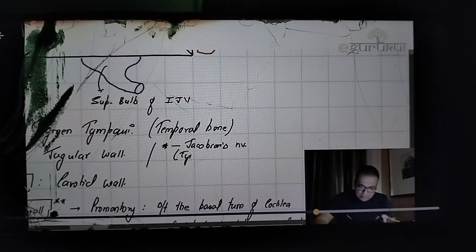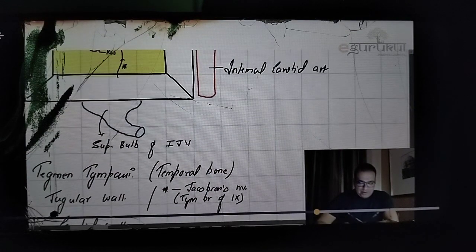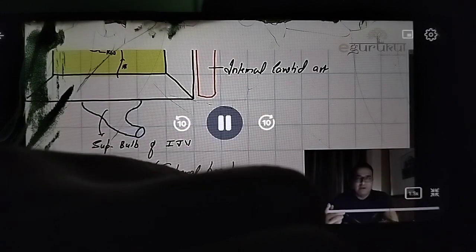Also call it the tympanic branch of glossopharyngeal nerve. Right? But we also said that any plexus, not only tympanic plexus, when you look at any of the plexuses, are not made up of only one nerve.